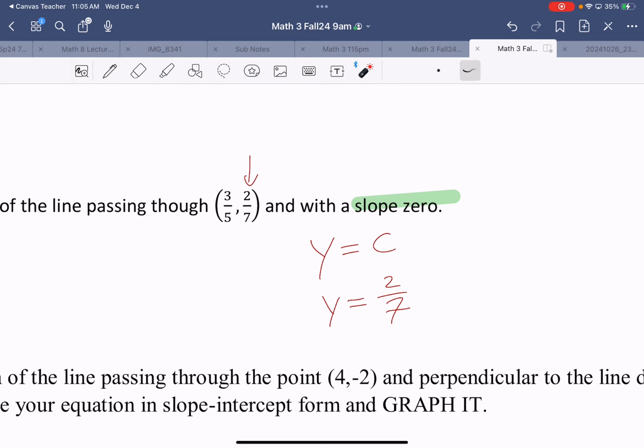If this would have said undefined, then I would know, oh, I'm dealing with a vertical line, and I would choose the x value, right? If there was any other number, well, then I have to just resort to using the point slope form.